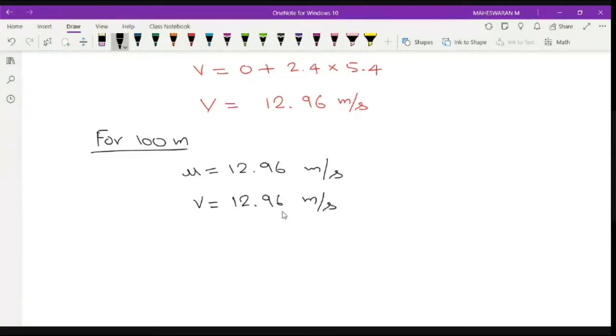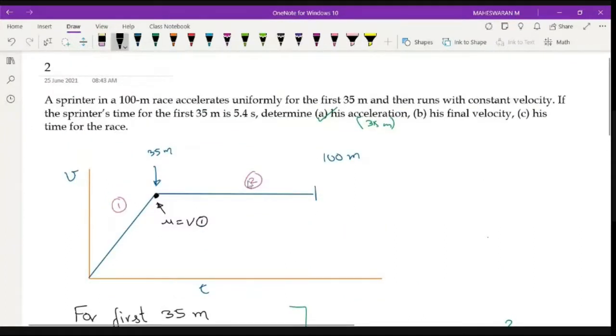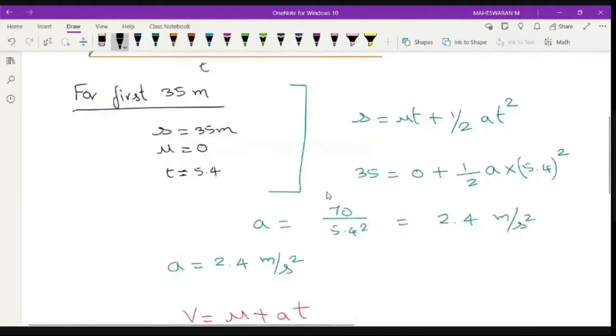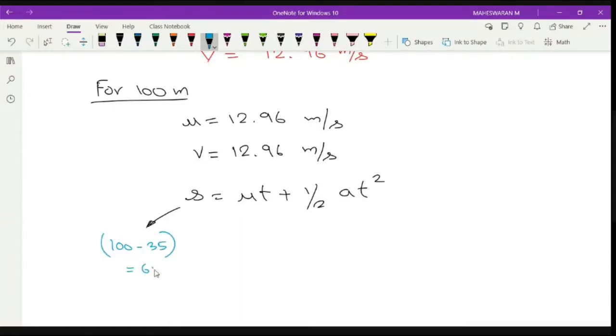And so I was asking what is the time taken for this constant movement? So let us identify what is the time taken for this. I will use s is equal to ut plus half at square. So this is the formula I'm going to apply. Now, what will be the value of this s? 65, sir. Very good. So it is 100 minus 35, so you will get 65.